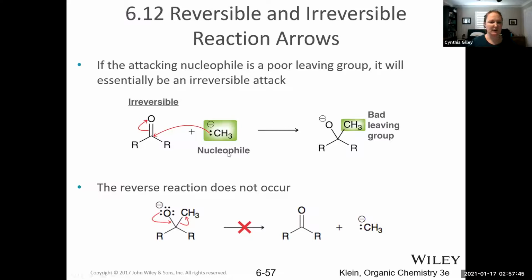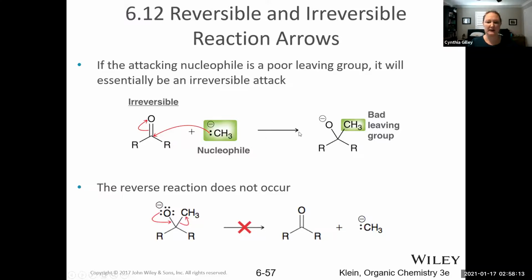So for example, a methyl anion is a type of nucleophile. It's a very strong nucleophile, and it will have a very easy time doing a nucleophilic attack, for example, on a carbonyl, and we'll see this reaction this semester. And because methyl groups are not good leaving groups, this attack is essentially irreversible. So we would draw the irreversible arrow.